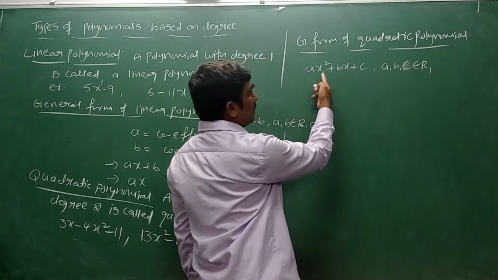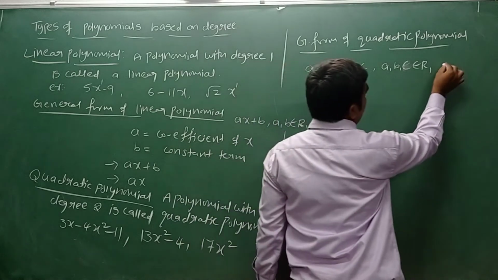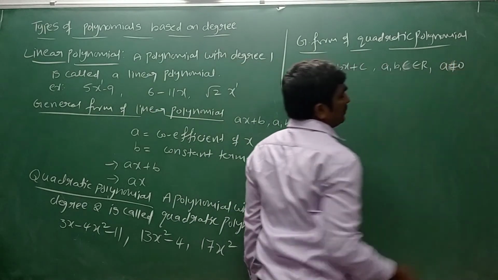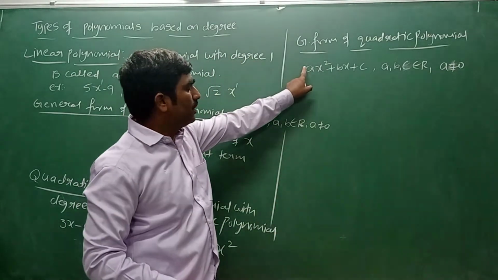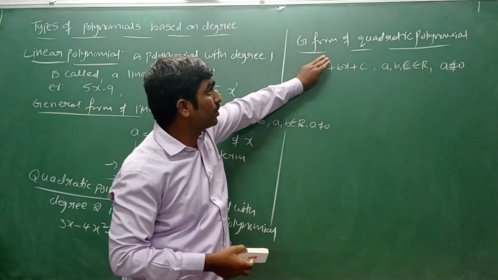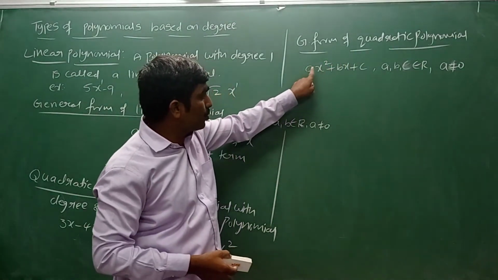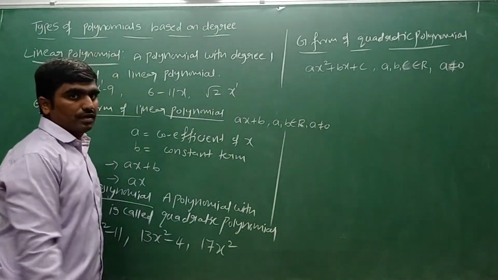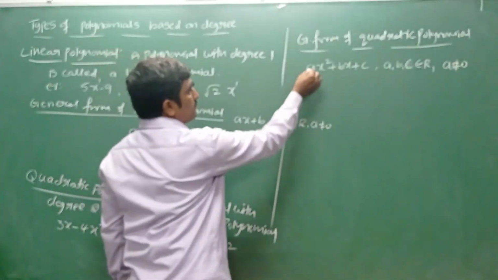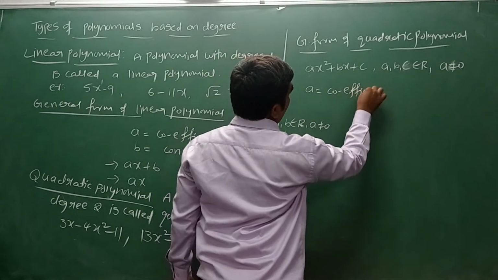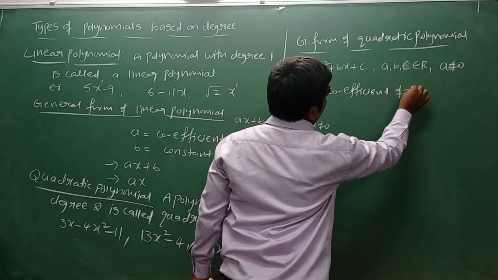And make sure that the leading coefficient, the highest power coefficient, is not equal to 0. If a is equal to 0, 0 into x square will become 0, then it becomes linear. To get a quadratic, the highest power coefficient must be other than 0. What is a here? A is the coefficient of x square.